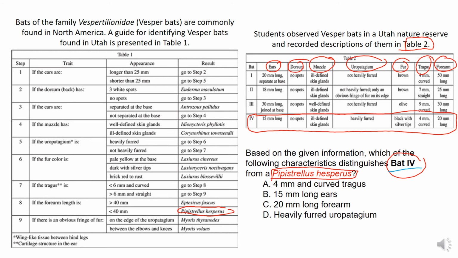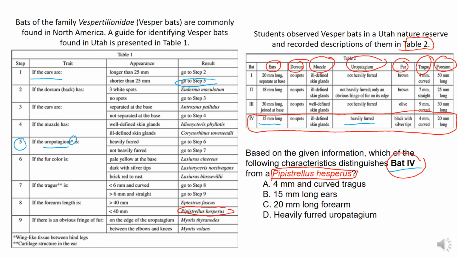Now, with these characteristics, one thing that you want to identify is that bat 4 has ears that are 15 millimeters long. If the ears are longer than 25 millimeters or shorter than 25, it tells you to go to different steps. Well, in our case, it's 15. So that is obviously shorter. So we go to step 5. Yes, we skip all the way until we get to step 5. The uropatagium has this asterisk here, which says that it is a wing-like tissue between the hind legs.